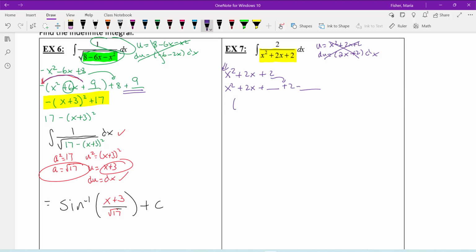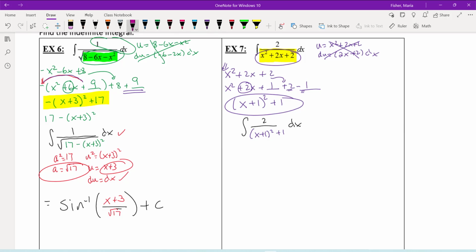Now we factor. It's x, and then half of 2. Well, half of 2 is 1. And then 1 squared is 1. That's the number that goes into the blanks. Then 2 minus 1 is 1. If we rewrite this, this becomes the indefinite integral of 2. And then instead of writing this guy right here, x squared plus 2x plus 2, we end up with x plus 1 quantity squared plus 1. Now we definitely look like inverse tangent.